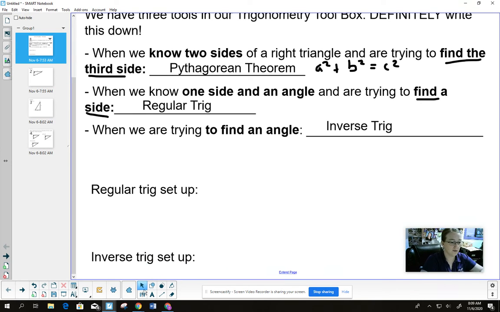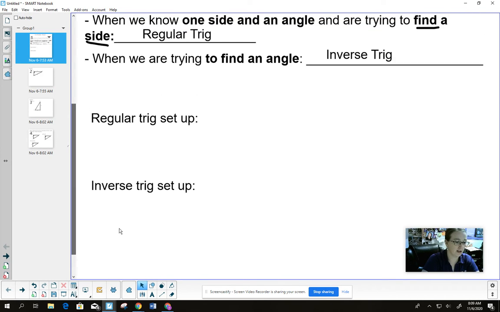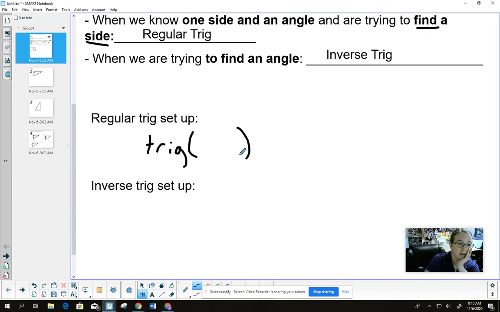So just a reminder as well, the difference between regular trig setup and inverse trig setup. So remember that it is always for regular trig, you have your trig function next to your angle. So again, this could be sine, cosine, tangent of 30 degrees, 45 degrees, whatever. They are married together in regular trig. Equals your fraction. This is when we are trying to find a side length. That's going to be our setup.